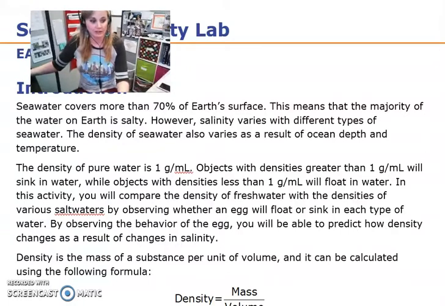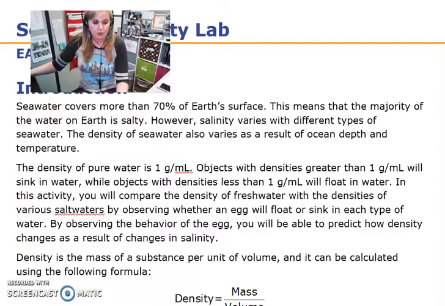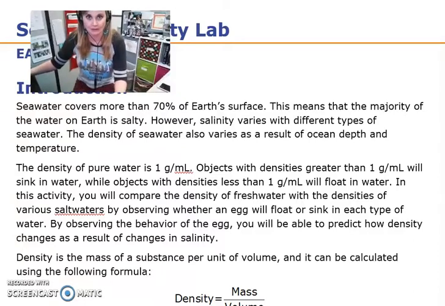So the materials you will need for this is 8 ounces of just plain tap water. You would need an egg that is raw. You need up to 4 teaspoons of table salt, and you need a container to be able to actually do your testing in. So what you're going to be doing is going to see how adding salt to the water affects the density of water.